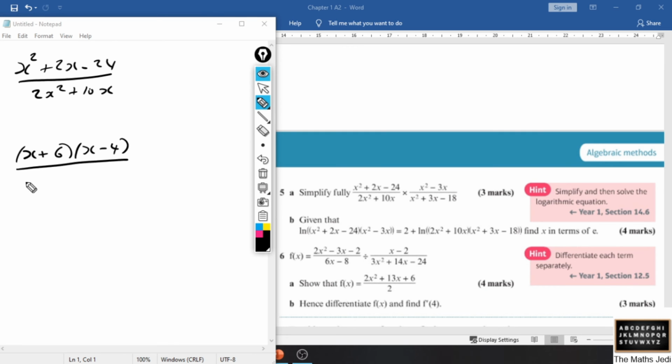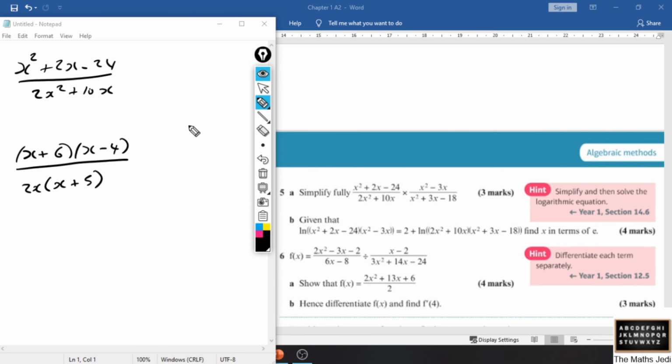And I can see quite quickly that you've got x plus 6, x minus 4 on the top. And again, you've got a factorisable quadratic on the bottom. So if you take out what's common, we've got 2x, x plus 5.